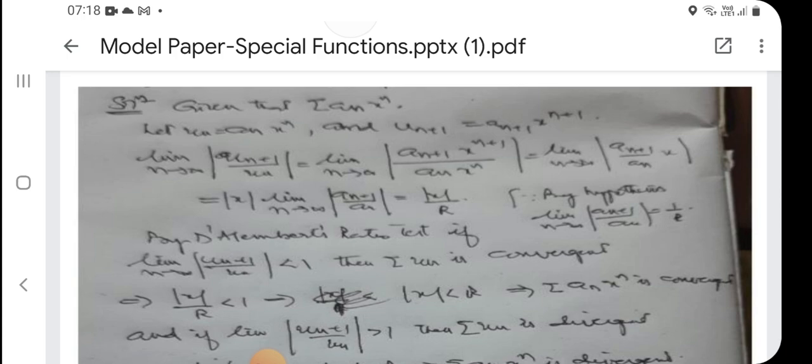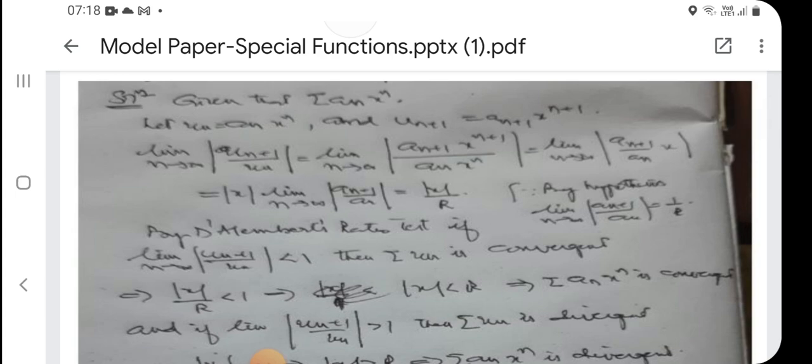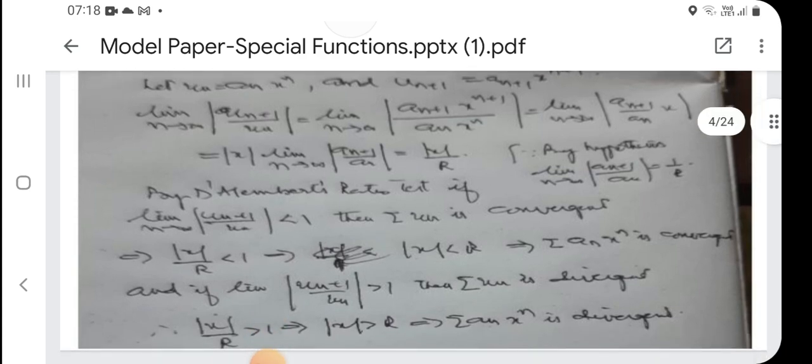Here it is given in the hypothesis that modulus of a_{n+1} by a_n is equal to 1 by R. So this is nothing but mod x by R. By D'Alembert's ratio test, the series is convergent if limit as n tends to infinity mod u_{n+1} by u_n is less than 1, and is divergent if it is greater than 1. So limit u_{n+1} by u_n less than 1 implies mod x by R is less than 1. That implies mod x is less than R. That implies summation a_n x^n is convergent.